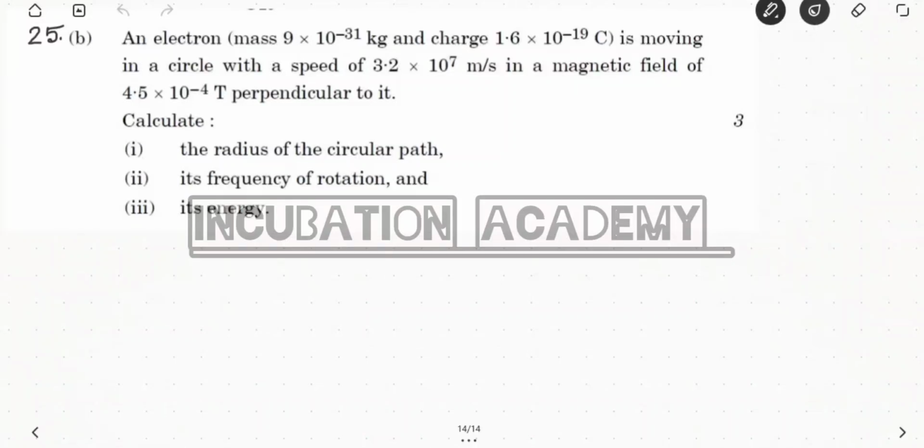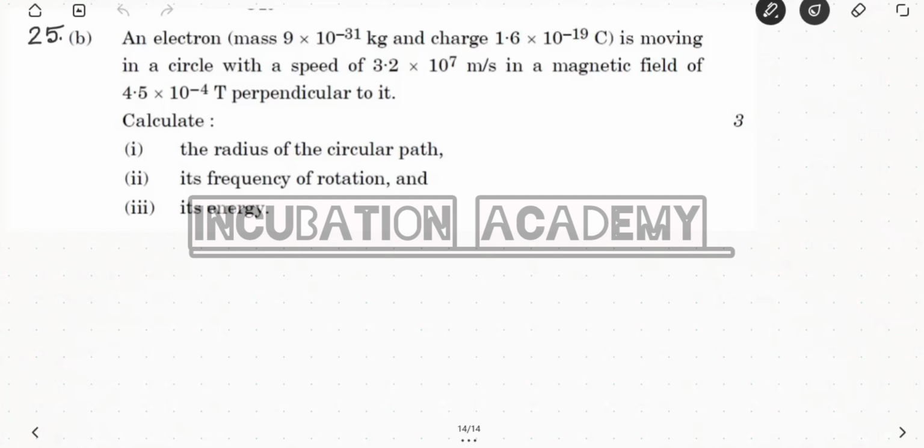Welcome everyone. The question shown on the screen is 25 part B, and this is the odd one in Set 1 of the CBSE 2025 physics question paper. An electron of mass 9 × 10^-31 kg and charge 1.6 × 10^-19 coulomb is moving in a circle with a speed of 3.2 × 10^7 meter per second in a magnetic field of 4.5 × 10^-4 Tesla perpendicular to it.